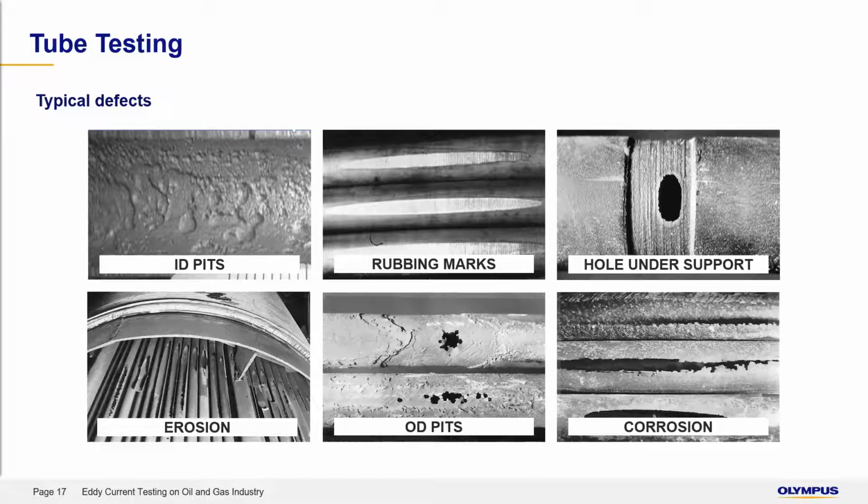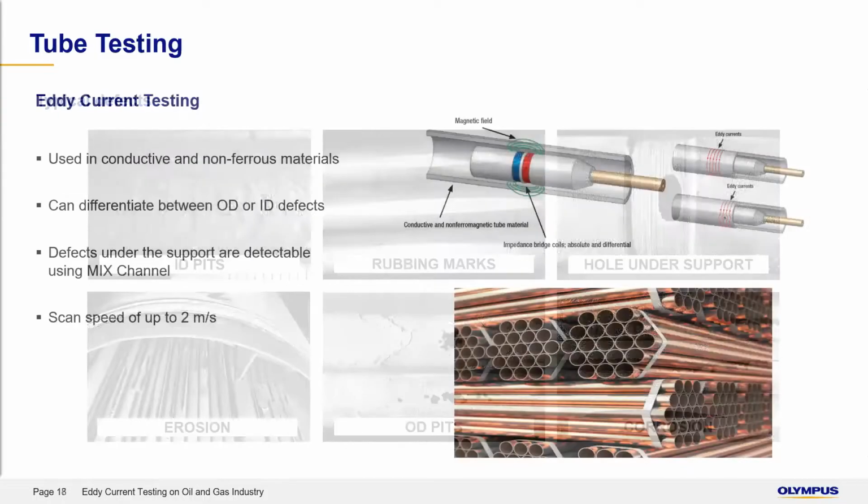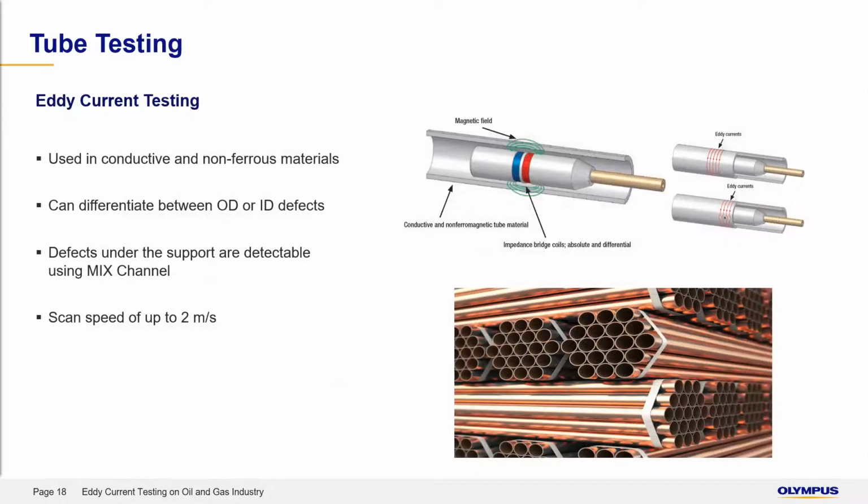So the Olympus Nortec 600 eddy current instrument can also be used for tube inspection and presents a solution for your screening needs. The Nortec 600 offers the ability to perform eddy current, remote field, and near field methods. So let us take a look at how these methods are utilized. As mentioned earlier, tubes can be made of non-ferrous materials. And normally, the eddy current technique is the most suitable for such material types.